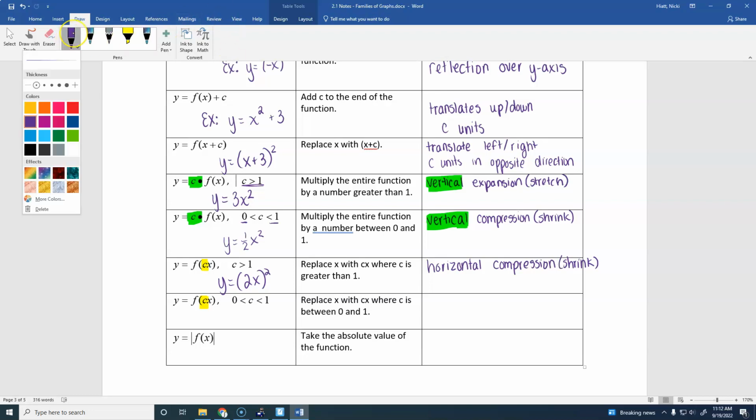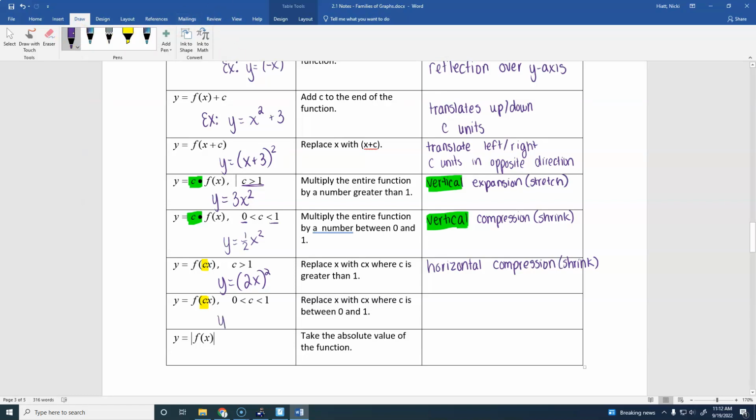If we have a number between 1 and 0 here, so something like this, y equals 1/2 x squared, we're putting a small number there. When I say small, I mean between 0 and 1, right? If we put a small number there, it actually causes a horizontal expansion or stretch.